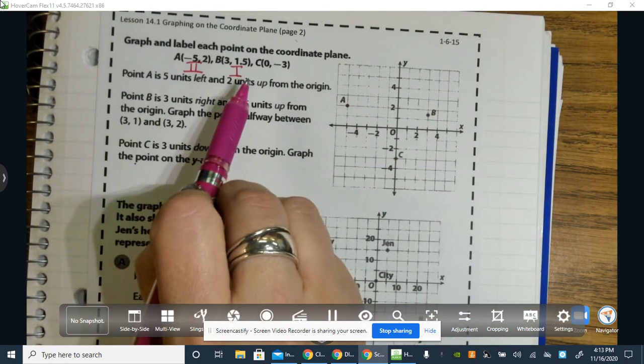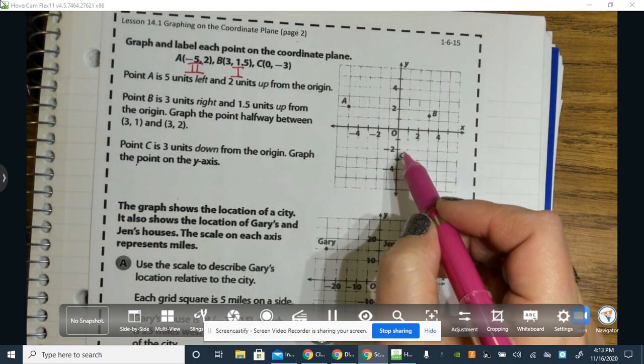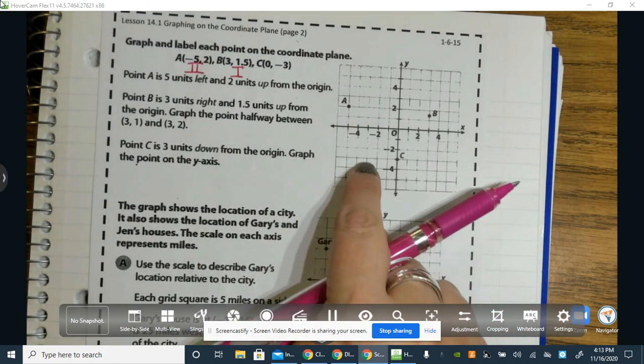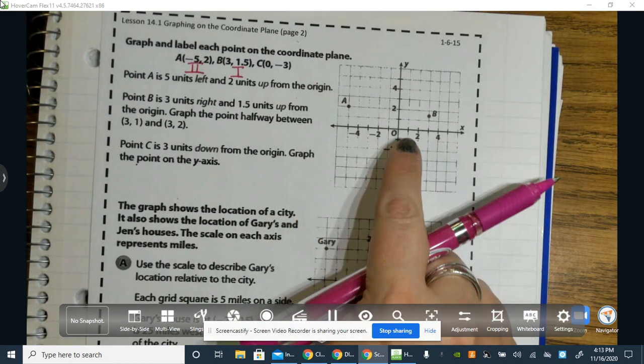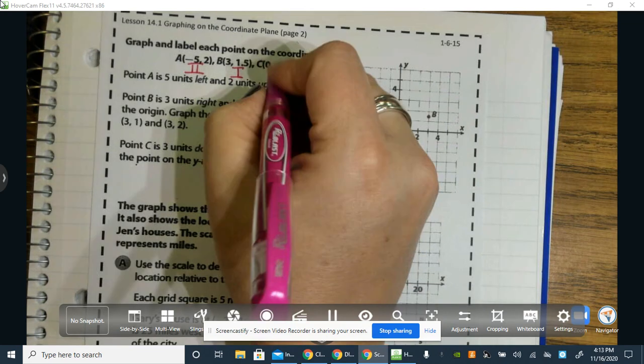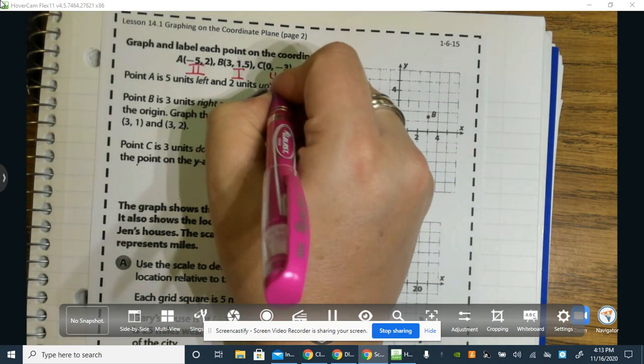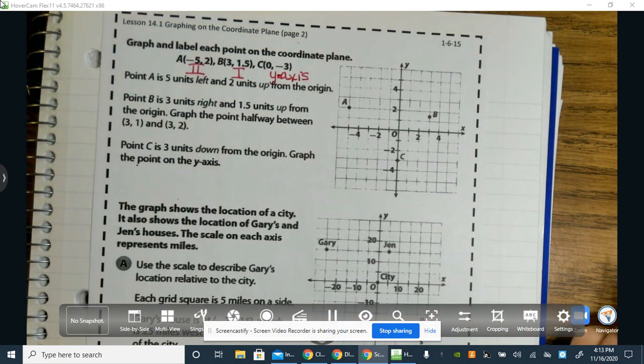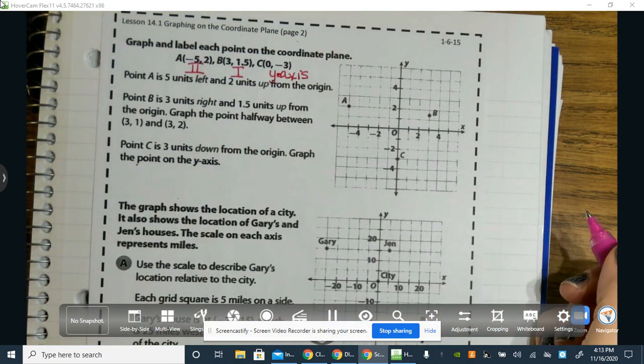Now, if you look at C, C is on this line. So again, it's on this line. It's neither on this side nor this side. So it is on this thing we call the y-axis. So we call this the y-axis. That's where it's located.